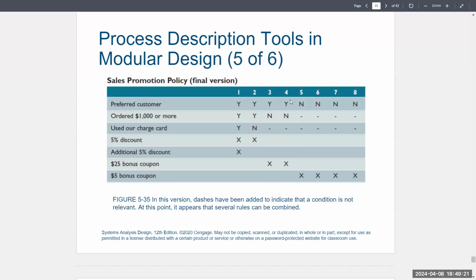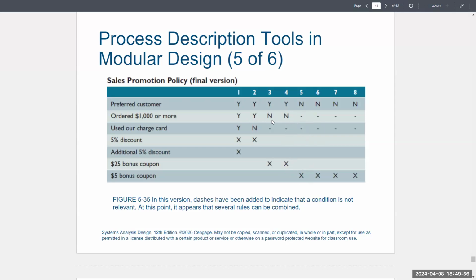And same thing here. What's the difference here? If you look at it, preferred customer, yes. Ordered $1,000 or more, no. Did not use a charge card. It's another fourth outcome. They're saying you have a $25 bonus coupon. If I'm not a preferred customer, then it doesn't matter whether I ordered more than $1,000, less than $1,000, or used a charge card. I'm just going to get a flat $5 bonus coupon.